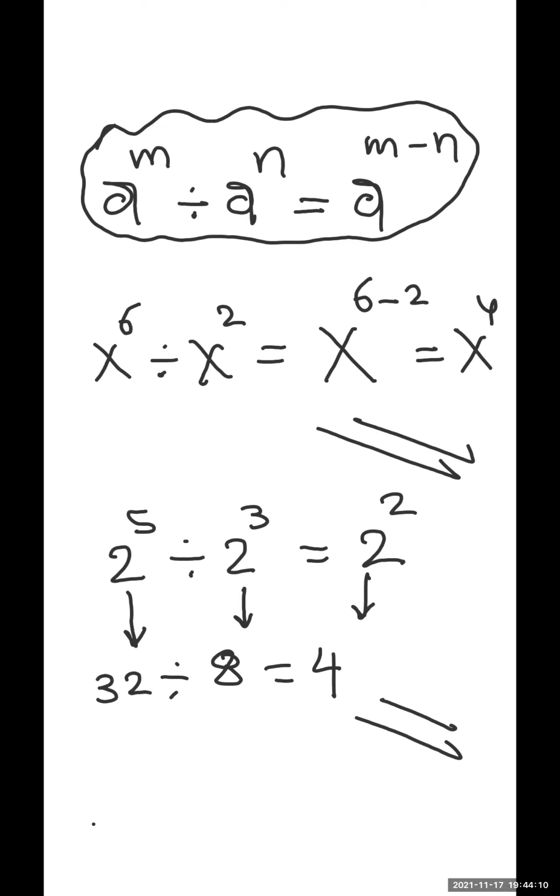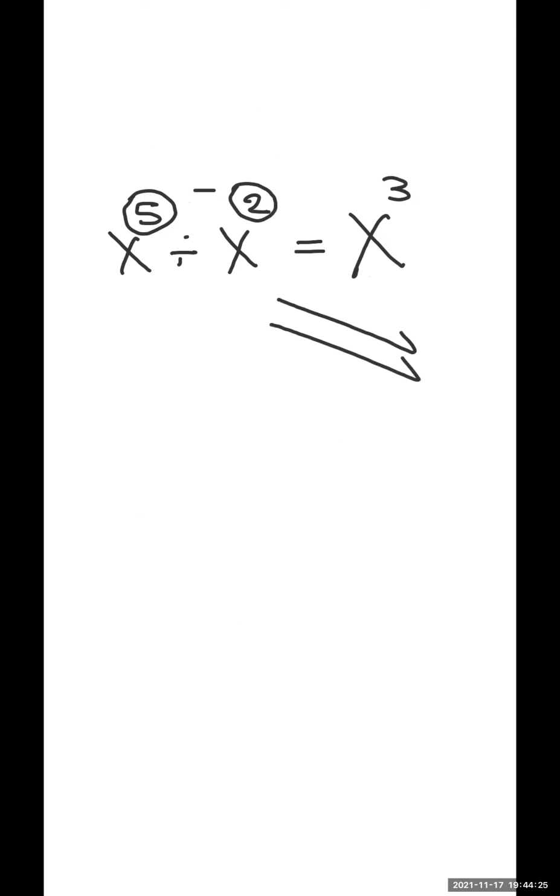Again, one more example. x to the power 5 divided by x to the power 2 will equal x to the power 5 minus 2, so x to the power 3. Okay, clear? Okay, the next part. If I want to multiply algebraic terms like 2a times 5a.